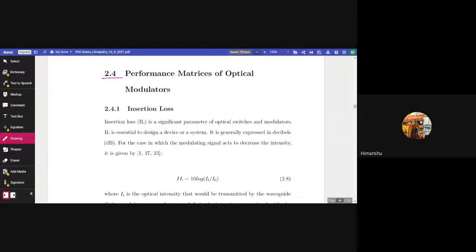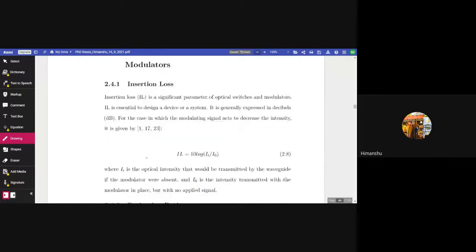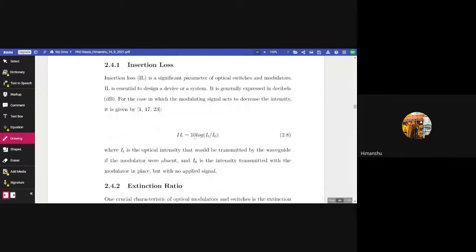For the case in which the modulating signal acts to decrease the intensity, it is given by reference 117 as IL equals 10 log I_T by I_0, where I_T is the optical intensity that would be transmitted by the waveguide if the modulator were absent, and I_0 is the intensity transmitted with the modulator in place but with no applied signal.